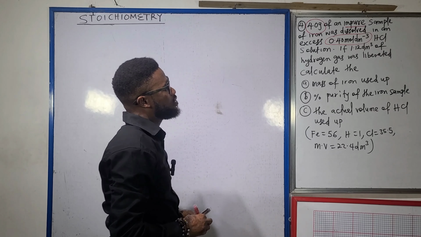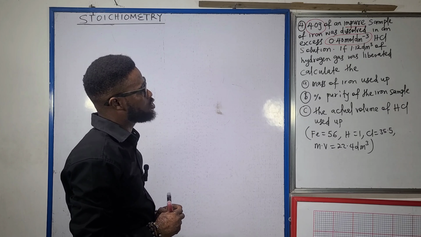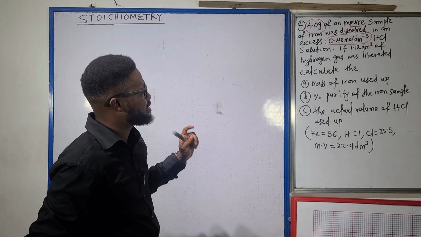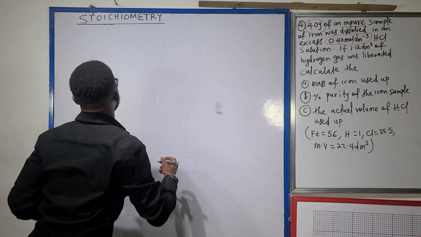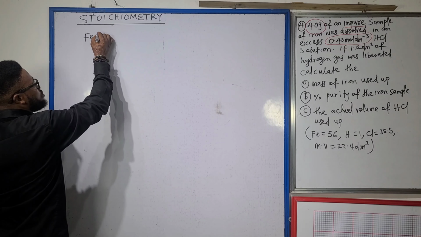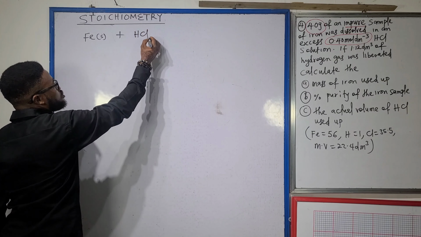4.0 gram of an impure sample of iron was dissolved in an excess 0.40 mole per dm cube HCl solution. What I want to do first here is my equation, so that I say iron, which is a solid, was dissolved in HCl solution.